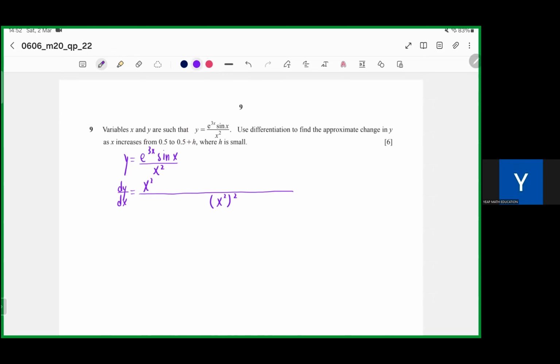I think here it will be quite complex, so I hope you can see step by step. So e^(3x) cos x plus 3e^(3x) sin x, here minus 2x e^(3x) sin x.